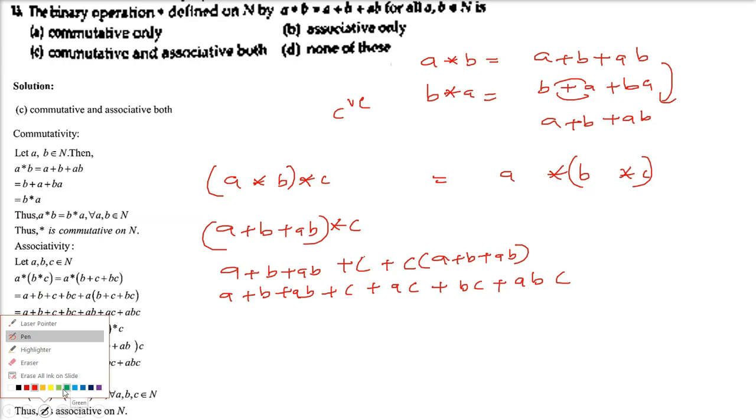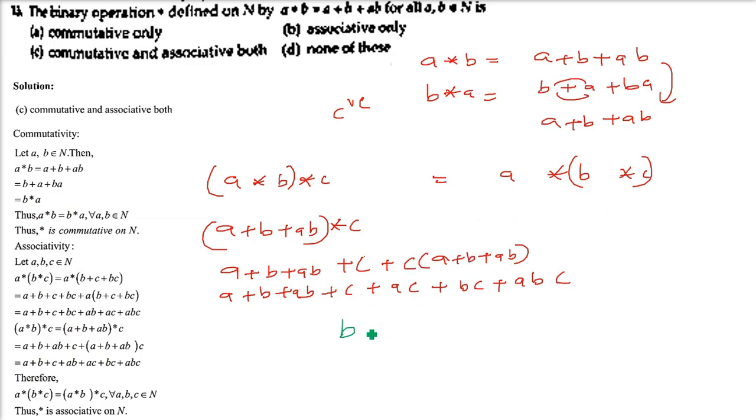The next one is B and C. First we'll do B and C, which will be B plus C plus BC. I'm replacing A with B and this B with C. Now operate A with this.